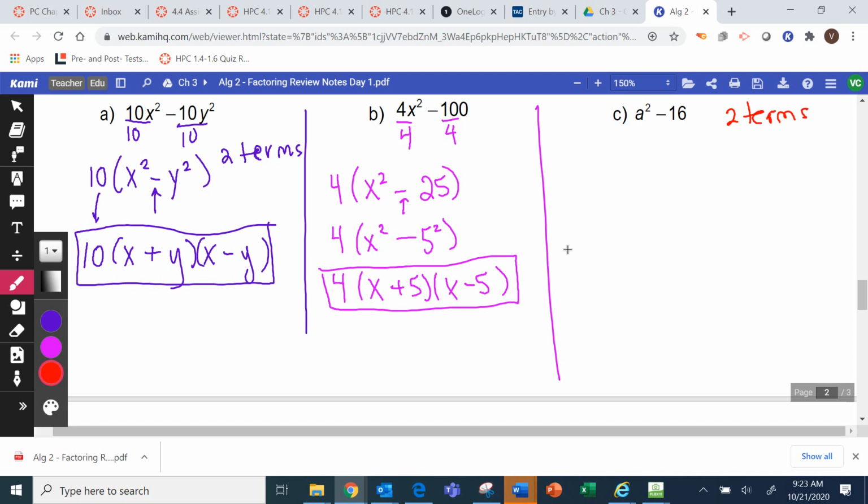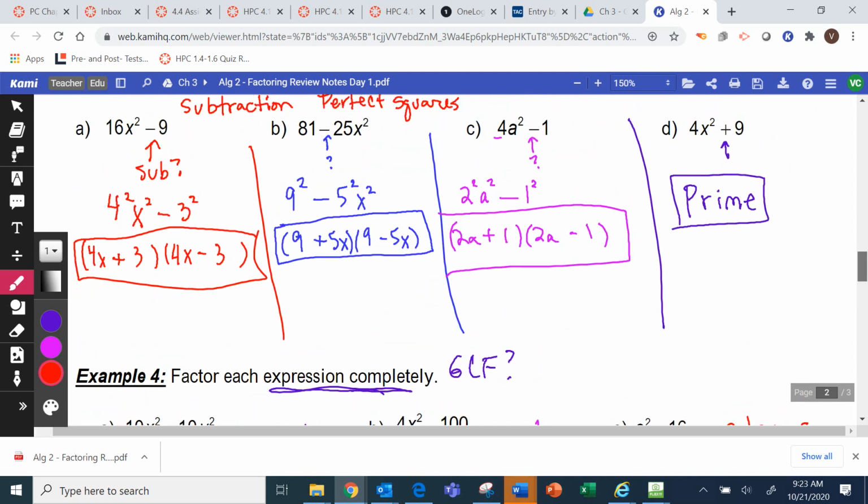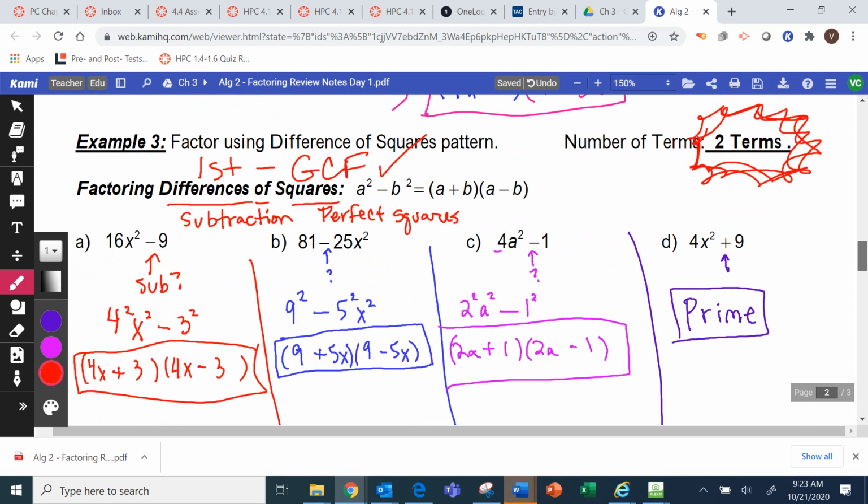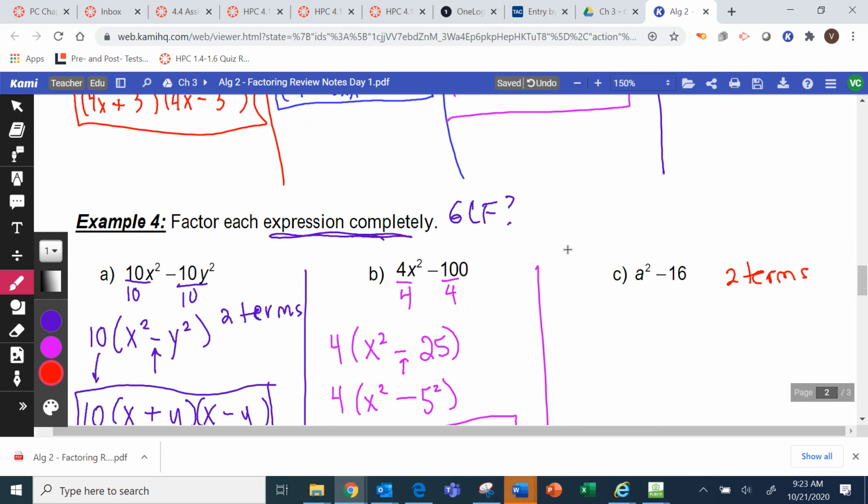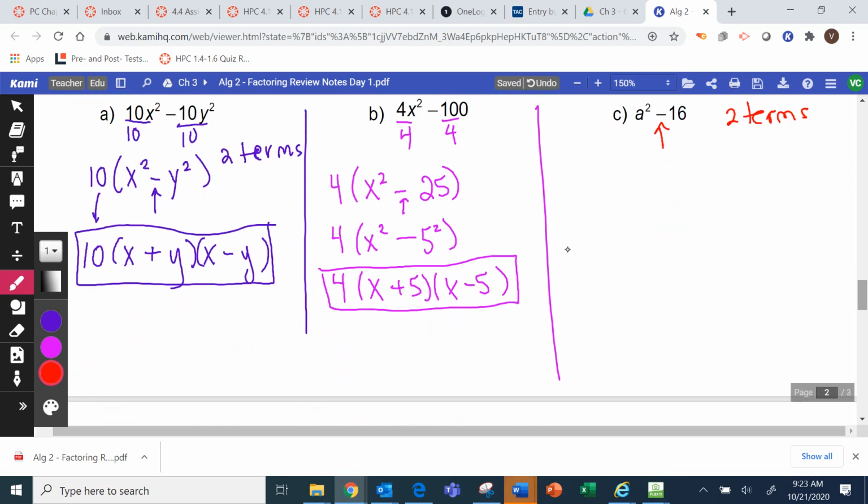And anytime we have 2 terms, we look at, is it a difference of squares? Do we have subtraction? Yes or no? Yes. Can we rewrite this as a squared minus something else squared? What squared? 4 squared. So then I can do difference of squares, a plus 4 and a minus 4, and I factored it.